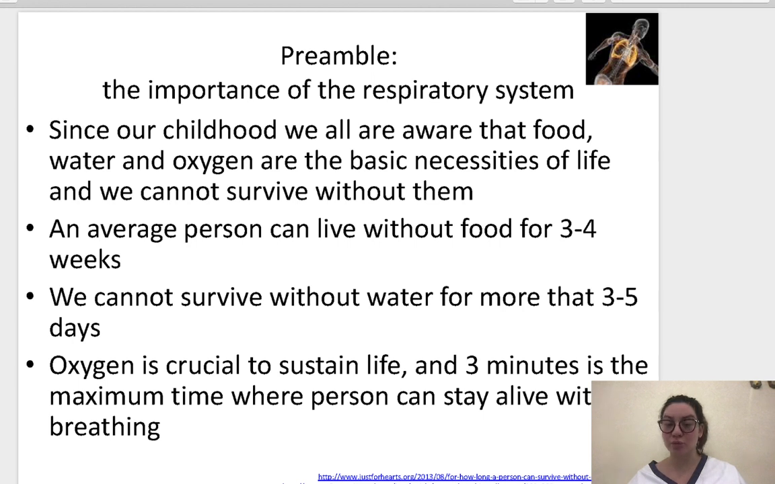alive without breathing. That's why all disorders of the respiratory system, all problems with the respiratory system, are very important, because they affect very much the quality of life of the patient. They carry huge risks of death, huge risk of morbidity and mortality for such patients. That's why all diseases of the respiratory system are very important problems in modern internal medicine all over the world.